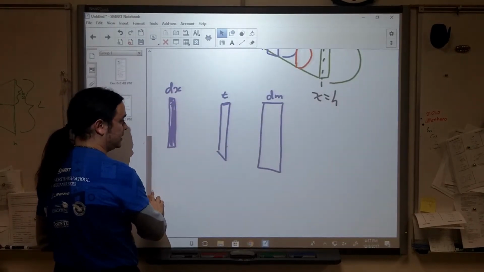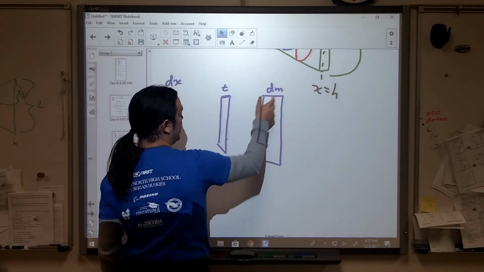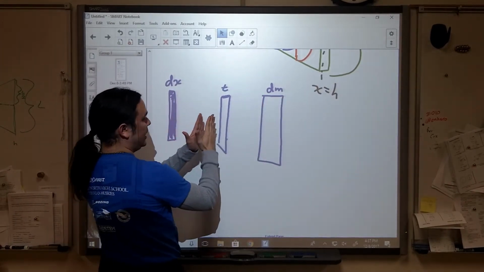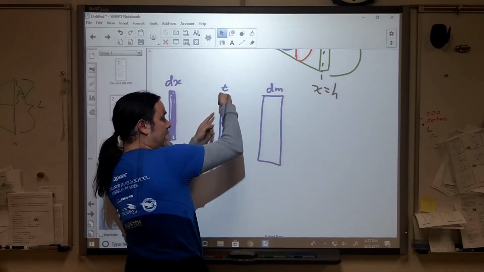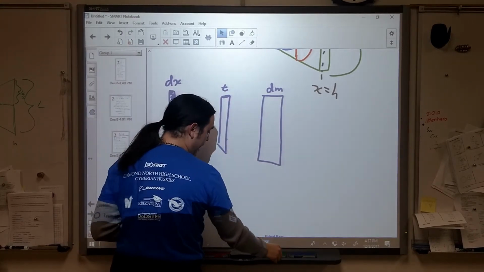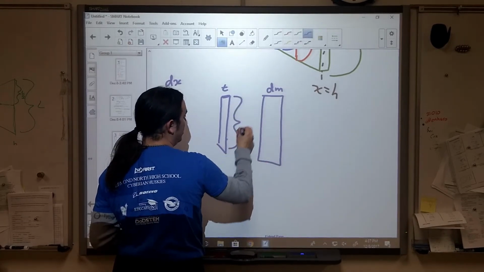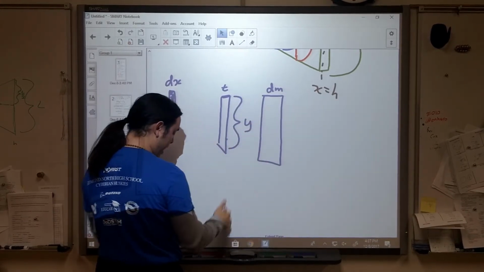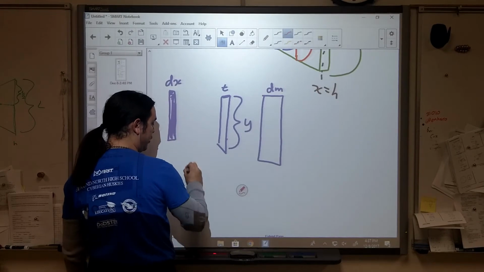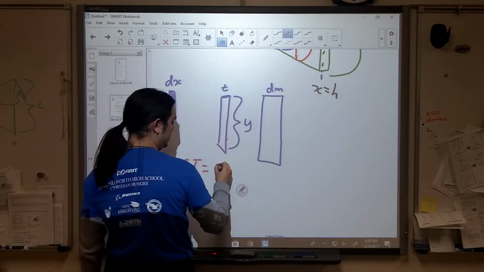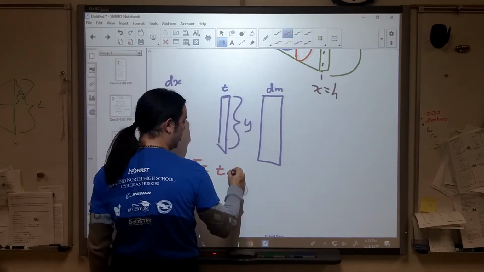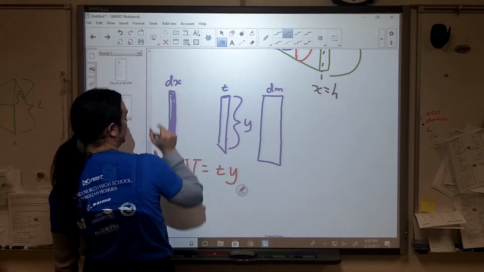I can say this, that since we've got the infinitely thin slice of bread, it has a thickness of dx, it has a width going into the board of t, and it's got a height of y. If you imagine it as a tiny slice of bread, then our volume of that slice of bread is going to be base, t, times height, y, times thickness, dx.